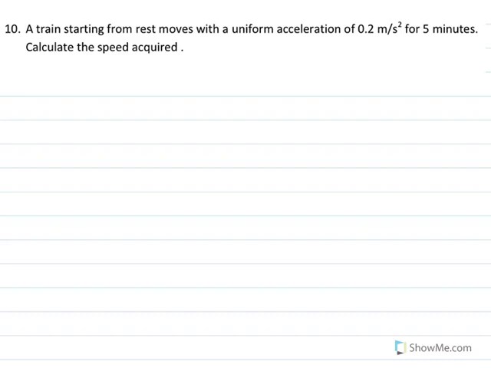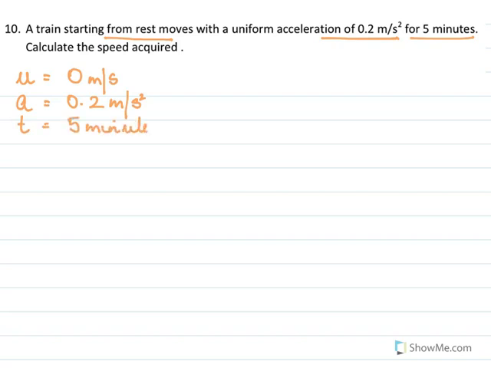A train starting from rest, so initial velocity 0 meter per second, moves with a uniform acceleration. So here is the value of the acceleration, 0.2 meter per second square, for 5 minutes. So time is 5 minutes. Now minutes is not an SI unit. We've got to convert the minutes into seconds. So 5 into 60. So the time we will take is 300 seconds.